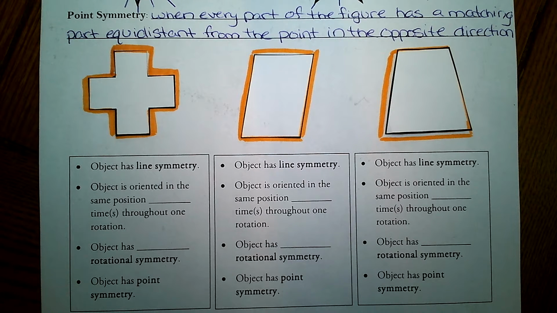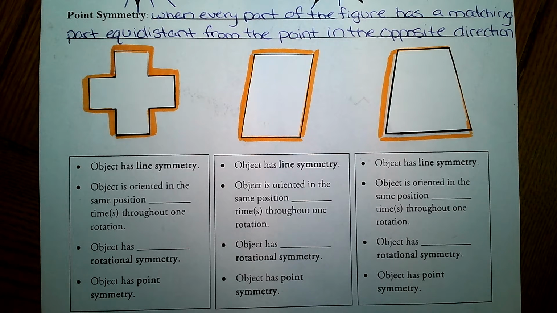Okay, so now that we've cut out our figures and traced them, we're ready to unpack this definition of point symmetry. Again, point symmetry is when every part of the figure has a matching part equidistant from the point of symmetry in the opposite direction. Whew, that's a lot to think about. So point symmetry is really a type of rotational symmetry.